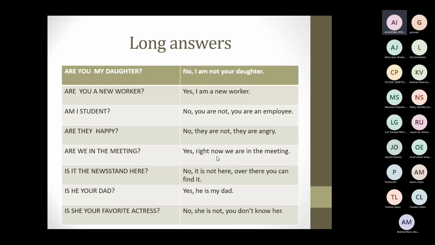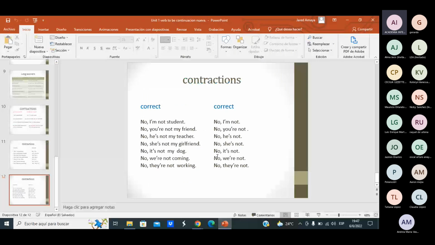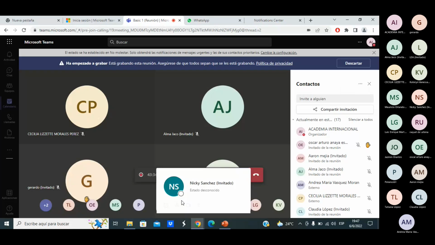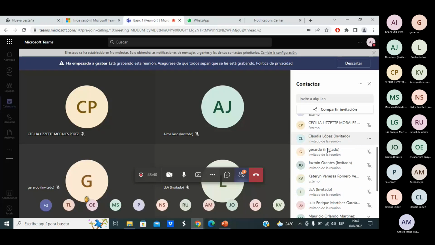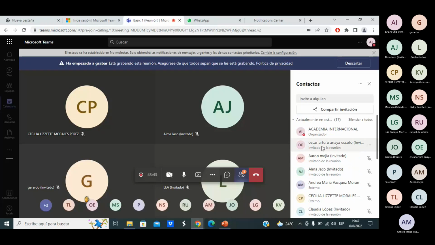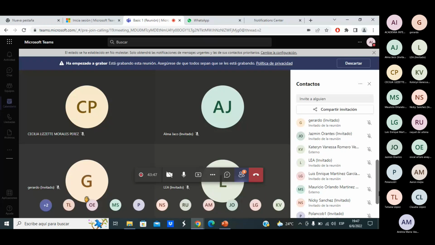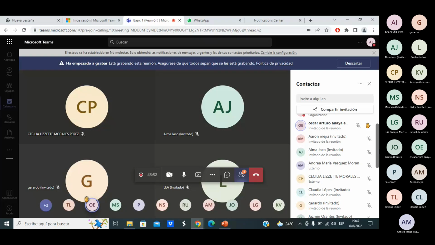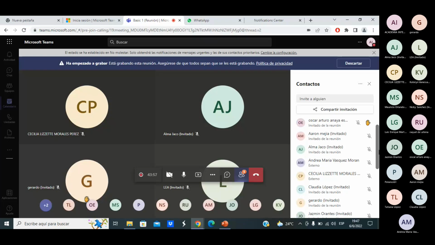Muy bien. Ahora voy a elegir algunos que van a participar. Oscar, ¿tienes una pregunta? Oscar Arturo, ¿alguna pregunta? Ah, muy bien. No, teacher, no hay ninguna pregunta. Muy bien. Bueno, lo que vamos a hacer es que voy a ir mencionando a los que van a ir participando. Vamos a ir en pareja. Unos van a leer las preguntas, a preguntar, y otros van a responder.